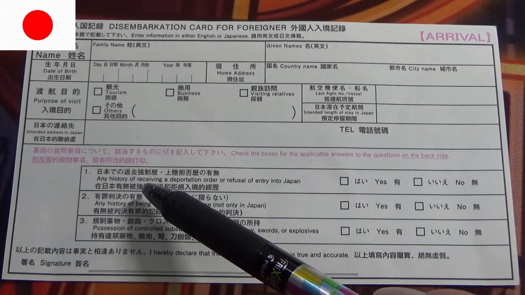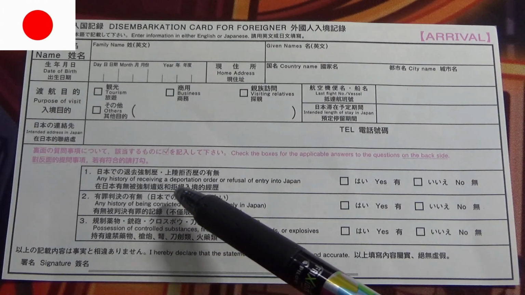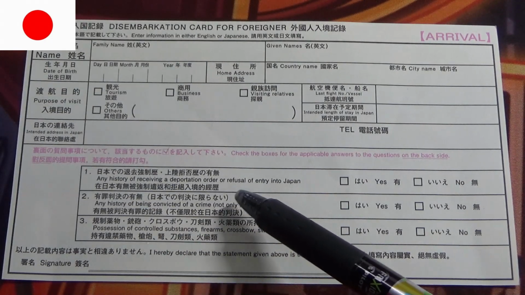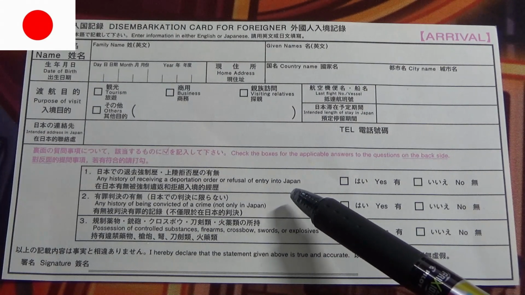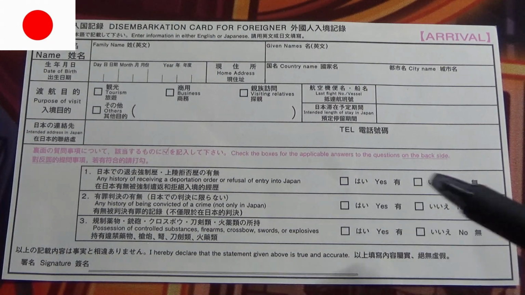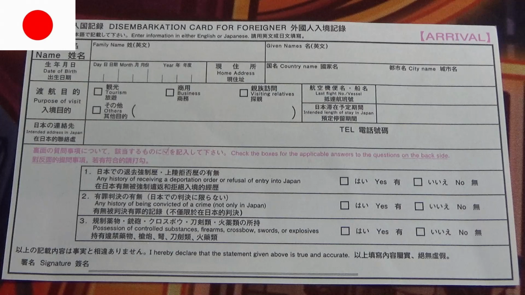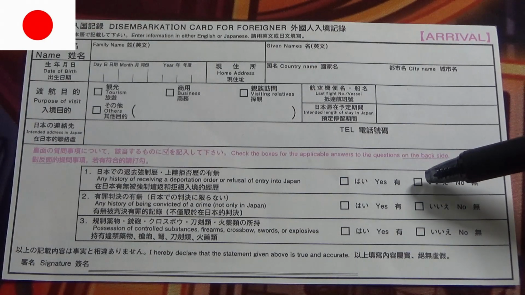Next is this. Number 1. Any history of receiving a deportation order or refusal of entry into Japan. Be very careful how you answer this one. If you select yes, most likely you'll be scrutinized. Be honest, all right? In my case, it's no. But in your case, it might be different.